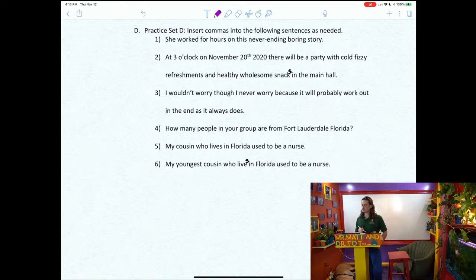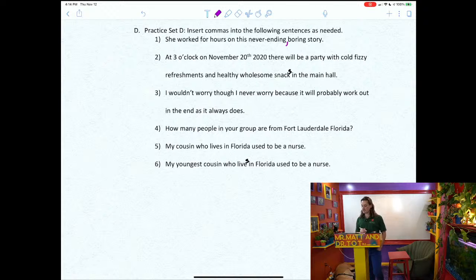Number 1, she worked for hours on this never-ending, boring story. So never-ending is a compound adjective there, but that stands for one adjective, one modifier. It just has more than one word in it. Now, could we say she worked for hours on this boring, never-ending story? Yes, we could, right? So we can switch them around. So we do use commas. So we need a comma between never-ending and boring.